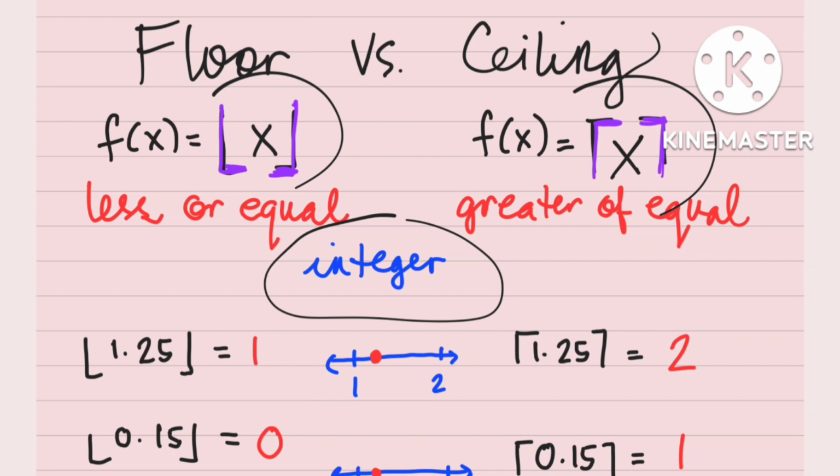Now, how do we evaluate a floor or a ceiling function? For floor function, we have to get the number or the integer that is either less than or equal to the given value. While ceiling function means we have to write the integer that is greater than the number or equal to it. So it is the nearest integer that is greater than the given value.